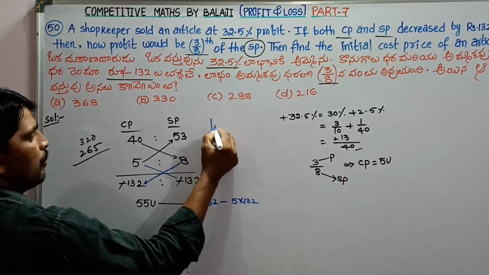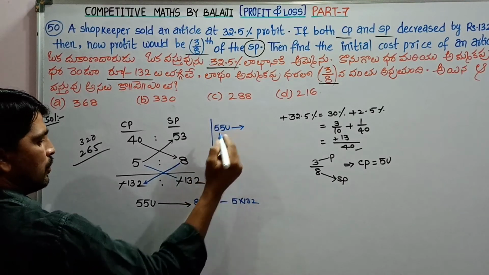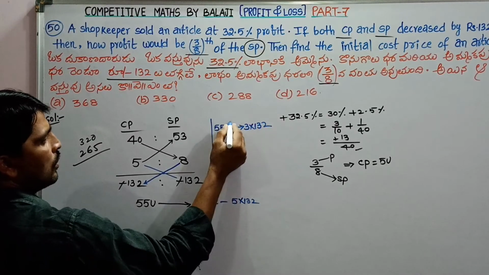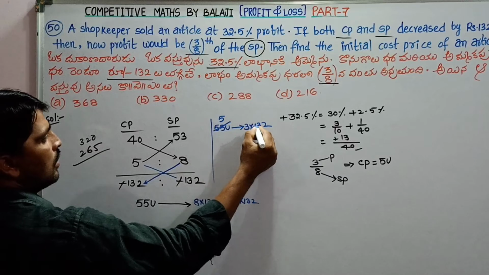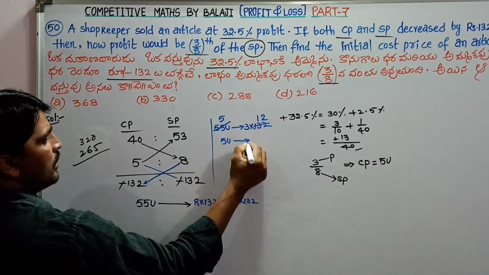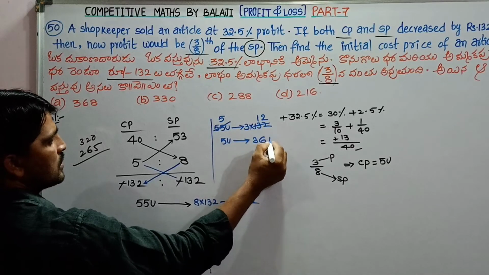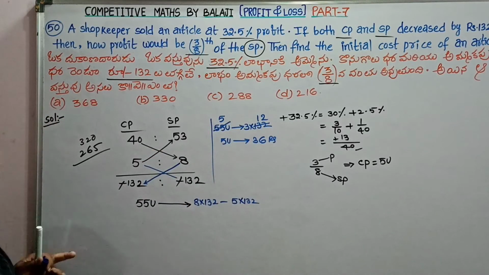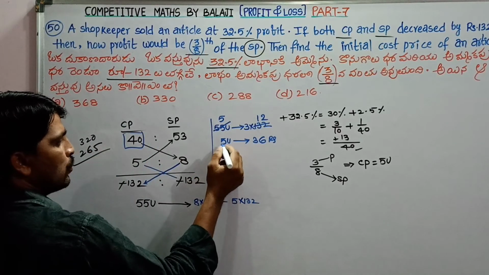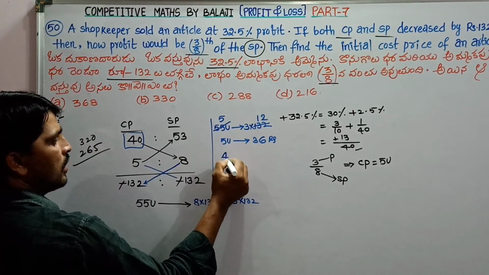Yes, which is equal to 5 units value is equal to 8 minus 5, 3 into 132. 11 1s are 11, 11 2s are 12. 5 units value is 12 3s are 36 rupees. Then we have to find the initial cost price. The initial cost price of the article is 40 units. So 8 times 5 is 40.